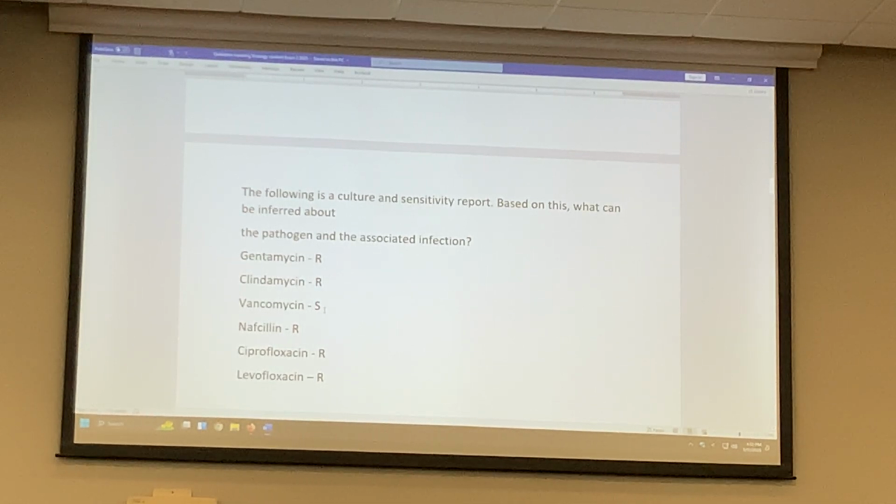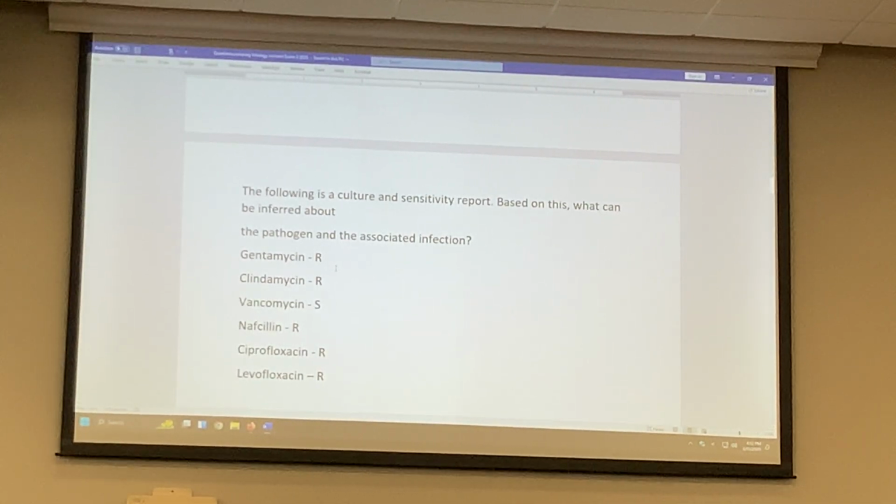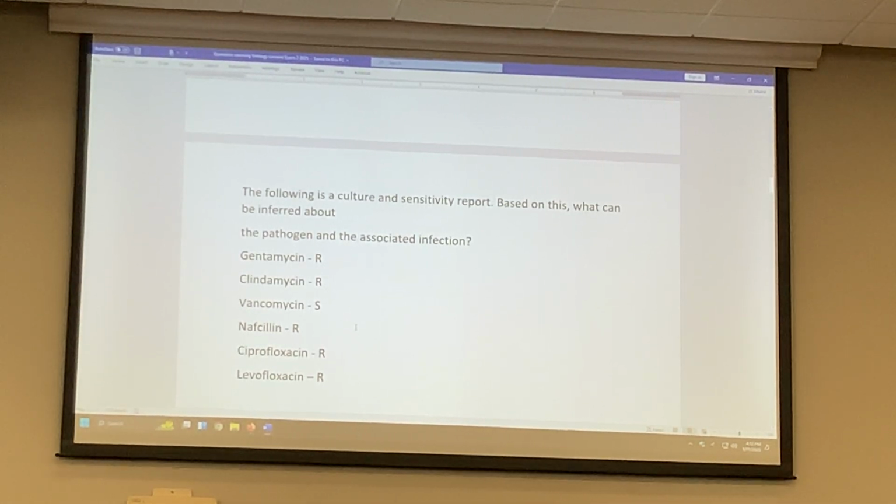Is that a gram-negative organism? Would vancomycin treat any gram-negatives? No. So it has to be a gram-positive one, right? And which one? And then we look at nafcillin resistance. So what do you think is going on here? MRSA, right? It's most likely MRSA. And gentamicin, clindamycin, cipro, and levo would never treat MRSA. So that makes total sense, right? That the organism is resistant to those. Okay, so we think it's MRSA.